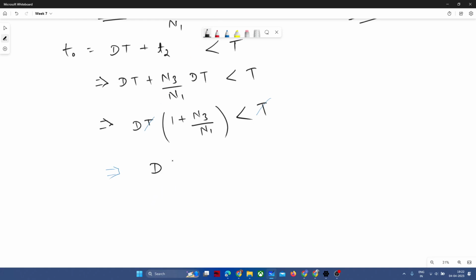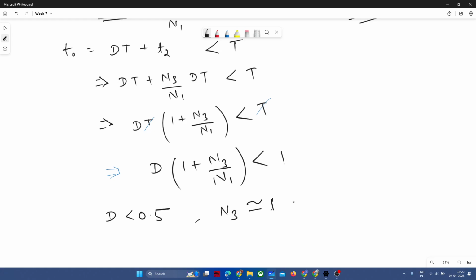So the condition to get discontinuous conduction mode of the magnetizing inductance should be such that d into 1 plus N3 by N1 should be less than 1, and d is generally kept less than or equal to 0.5. That's why N3 is generally kept equal to N1, and d is 0.5. Then this expression will lead to less than 1. Any doubt in this?